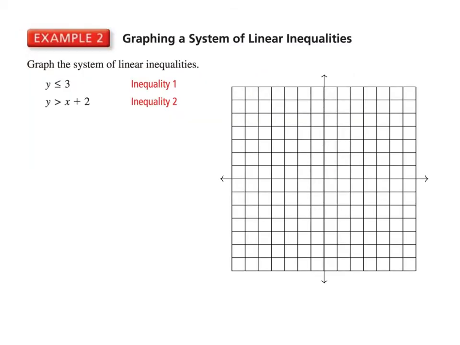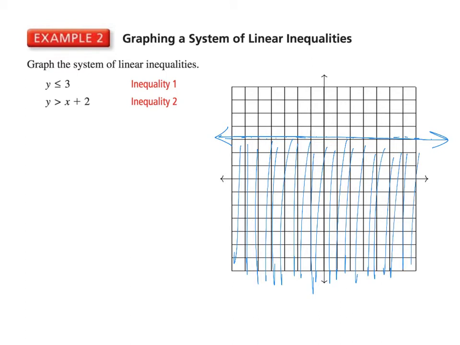Graphing a system. Okay, we have graph the system of linear equations. We already have it in slope-intercept form. Wonderful. So I have y is less than or equal to 3. All the y values are 3. Okay, and it says less than or equal to, so I'm going to use a solid line. And it's less than, so I shade below.